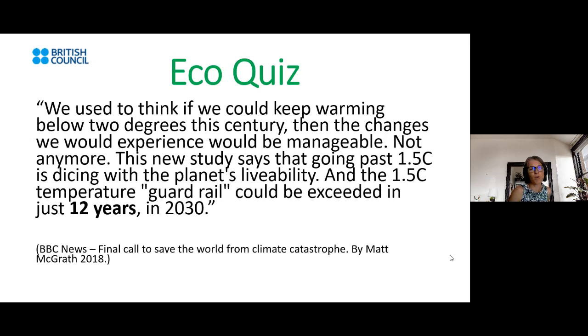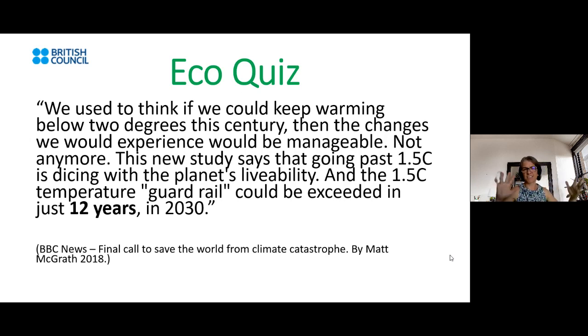says that going past 1.5 Celsius is dicing with the planet's livability, and the 1.5 temperature guardrail or safety barrier could be exceeded in just 12 years, in 2030, which is now 10 years because this news came from 2-3 years ago. Okay.